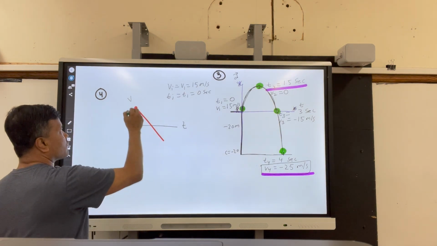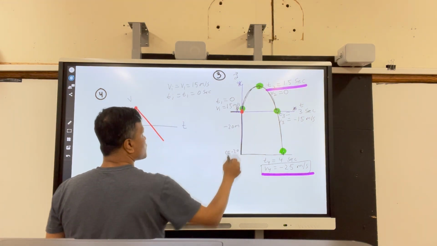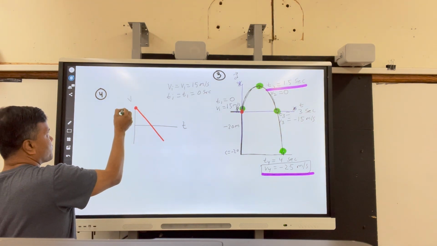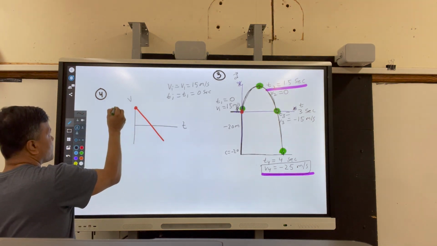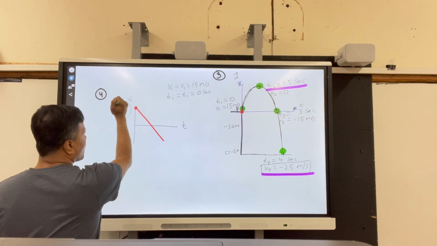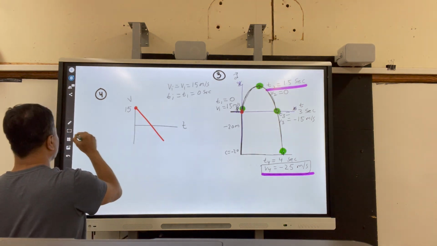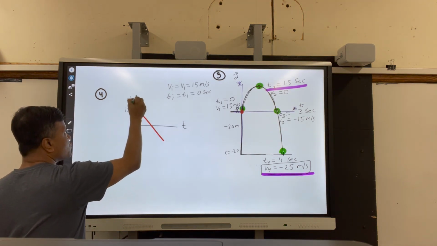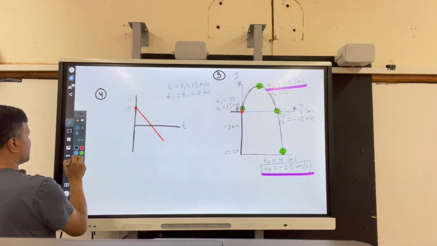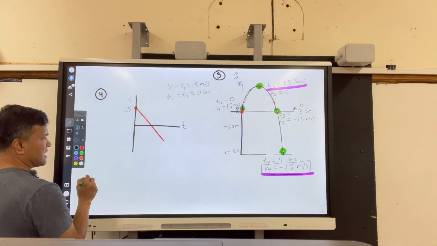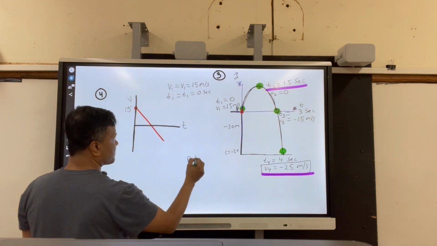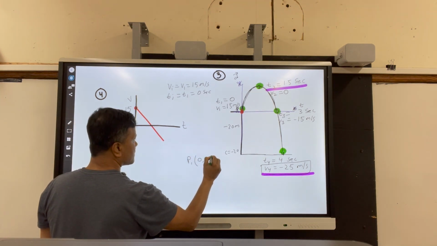Point number one comes from right here. So what is the point over here, right? The point is 0, 15. So I'm just going to write 15 over here. I'm not going to write 0, 15. I'm just going to write the y-intercept. In this case, y-intercept is 15 because I don't want to make it too crowded. I want to keep it neat. However, I'm going to list my points. Point number one would be 0, 15.